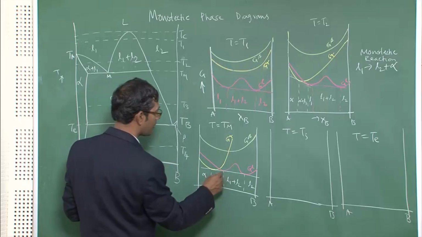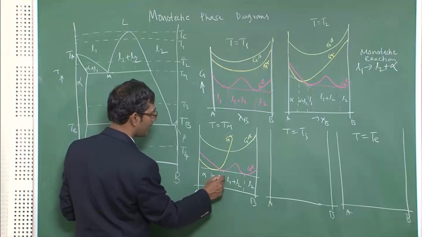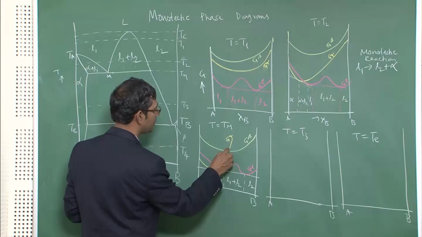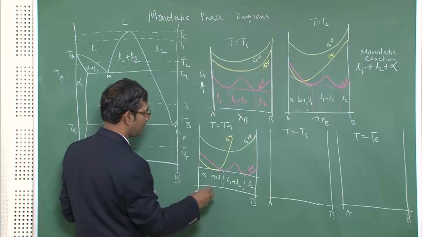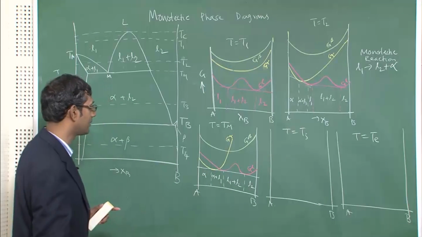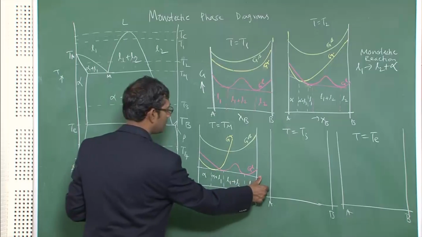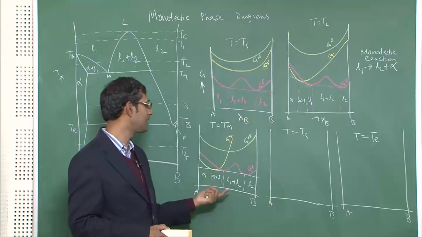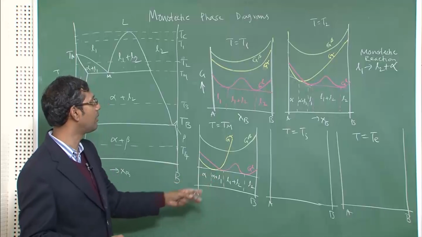Sometimes you will see that some of the books write the whole region, this common tangent between G alpha and GL, as alpha plus L1 plus L2. That is also correct. So now it is clear how the disposition of the alpha curve is taking place. The alpha curve is slowly coming down.